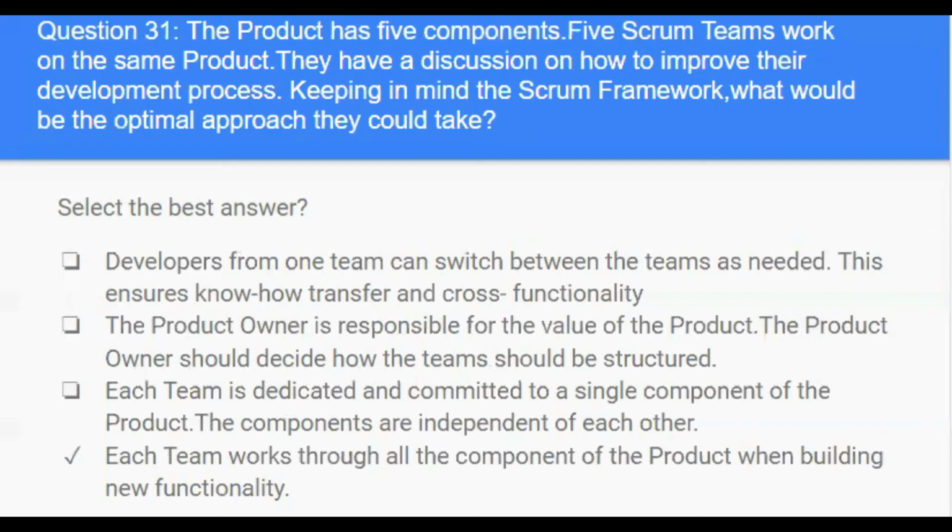Answer. Each team works through all the components of the product when building new functionality. Having all the Scrum teams working through all the layers of the product is considered the best approach. This reduces the dependency between the teams, encourages cross functionality, and leads to better results.